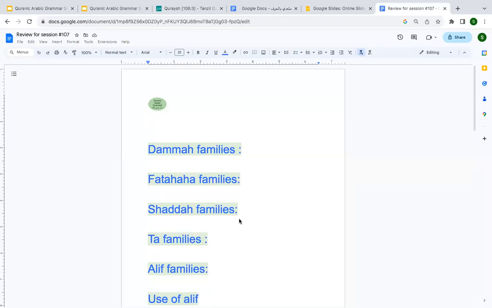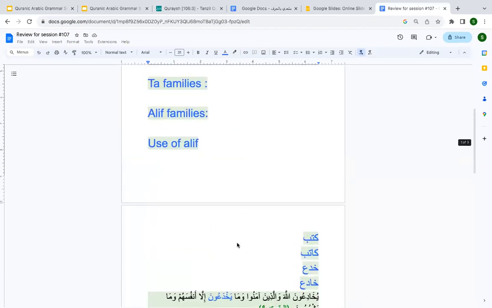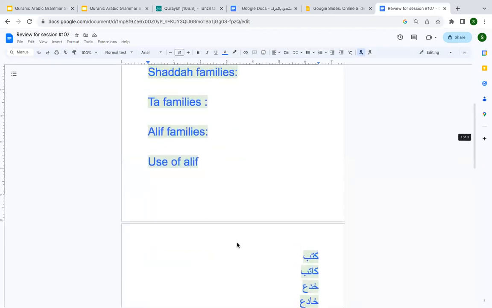What are the Ta families that we have covered just recently? Ta families that we have covered together recently. There may be more, but I'm talking about that we have covered here in the class. 5 and 6. And tafa'ulan and tafa'ulan, right? Ta'alluman and ta'awunan. Tafarruqan, those two families, right? That we have recently covered.